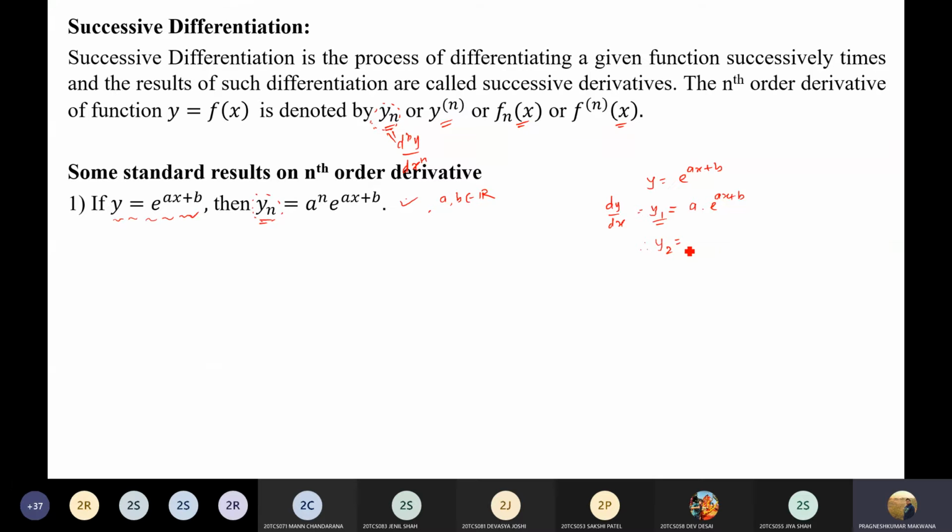So here the second derivative is as it is. Now the derivative of e raised to ax plus b: the second derivative is a square into e raised to ax plus b. Now what about the third derivative? It is a cube into e raised to ax plus b.